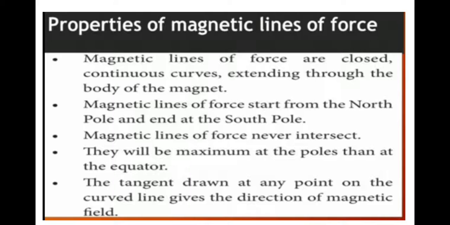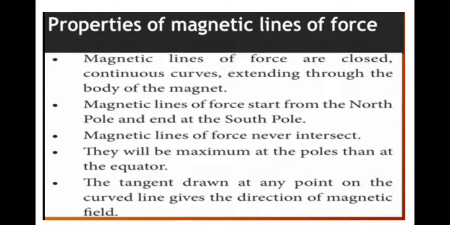Next, they will never intersect one another. See, over here the lines will never intersect one another. If they intersect somehow, let's say this line and the other line intersect each other, then what will happen? At that point there will be two directions shown by the magnetic lines. Because if two lines are intersecting, that means they are pointing in two different directions, which is not possible.